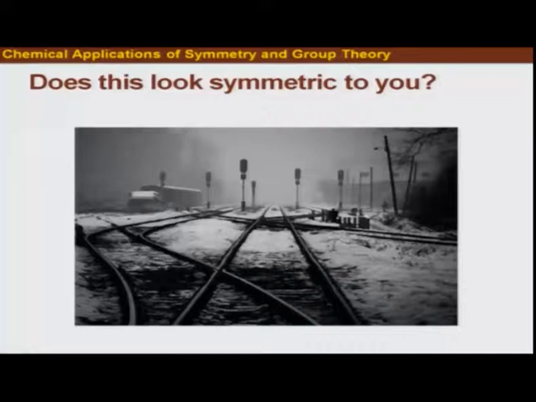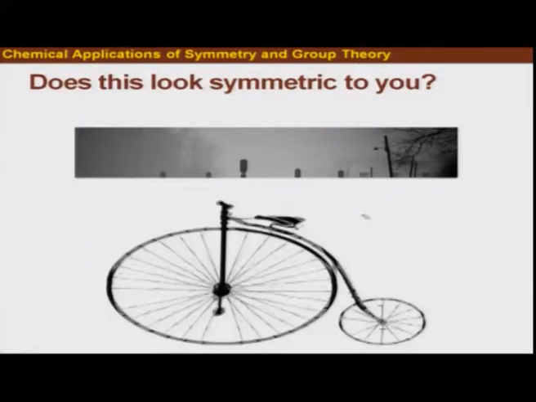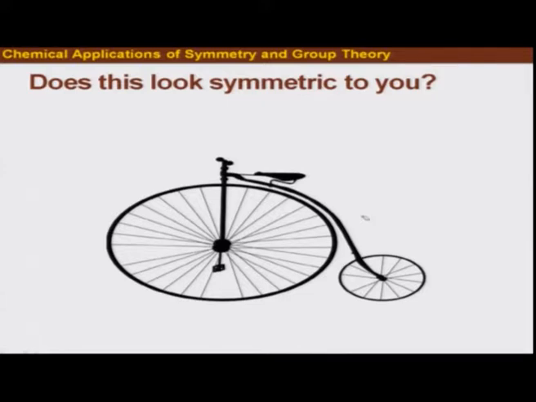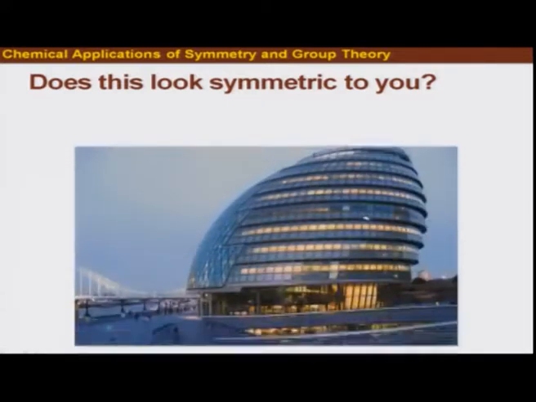Now, the same is here, it is a zigzag railway track. I do not find any symmetry here. The oldest bicycle with a bell, I do not see any symmetry here as such.